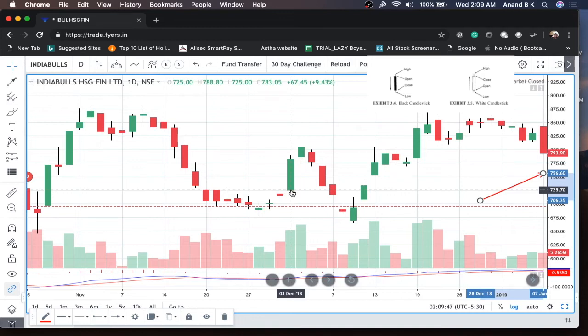So 725, so 7.25 rupees is 1%, which makes it approximately about 6, or maybe a little less than 6, right? Between 6 to 7% approximately. So that's the kind of movement made in a single day. It would have made a significant amount of movement. That would have been a good profit for any person who's trying to buy and sell.